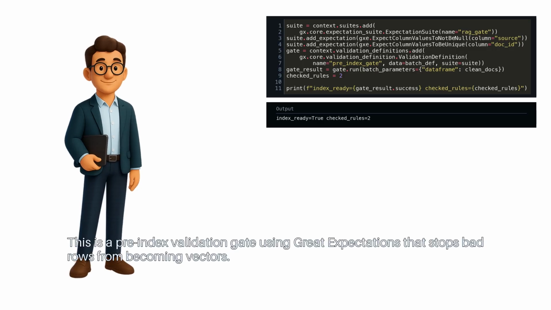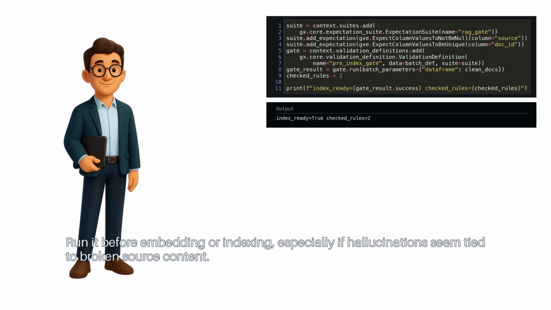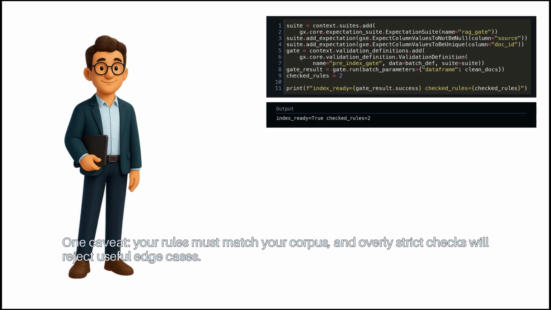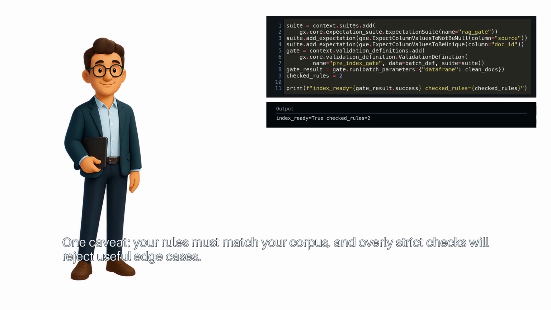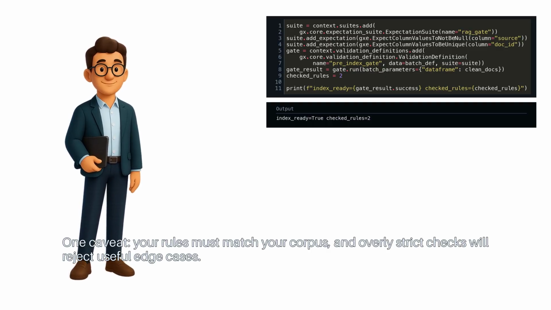This is a pre-index validation gate using Great Expectations that stops bad rows from becoming vectors. Run it before embedding or indexing, especially if hallucinations seem tied to broken source content. One caveat: your rules must match your corpus, and overly strict checks will reject useful edge cases.